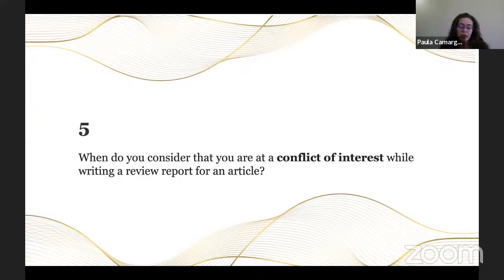So I think if you are the mentor of the authors, or if you have a very close collaboration or close personal relationship with any of the authors, or if you are involved in any part of the work, you are not the author, but you are involved somehow. And if you have very similar work to what you are reviewing. So if you are preparing something very similar, or if you have a work that is submitted that is very similar, I think it's a conflict of interest.